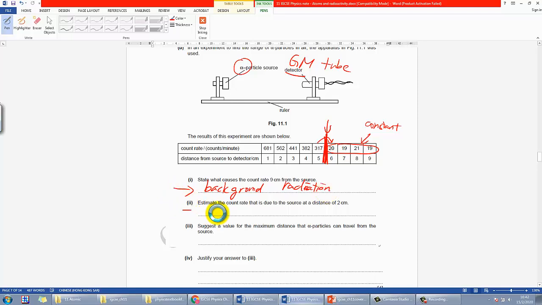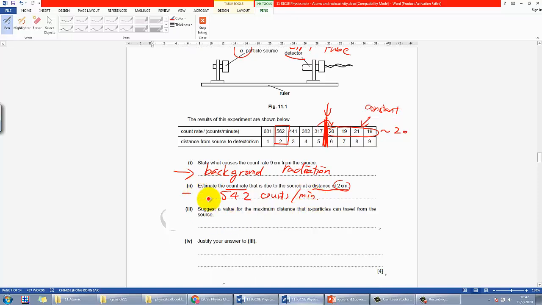Number 2 asks you to estimate the count rate that is due to the source at a distance of 2 cm. So as you know, roughly 20 of them is from the background. So at 2 cm, what you have to do is just remove 20. So 542. I will write down the unit as well: count per minute. Okay, and that's it.